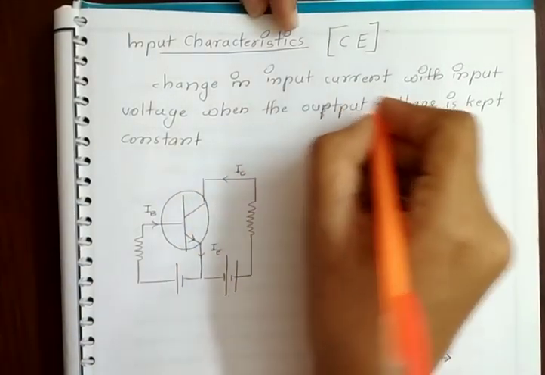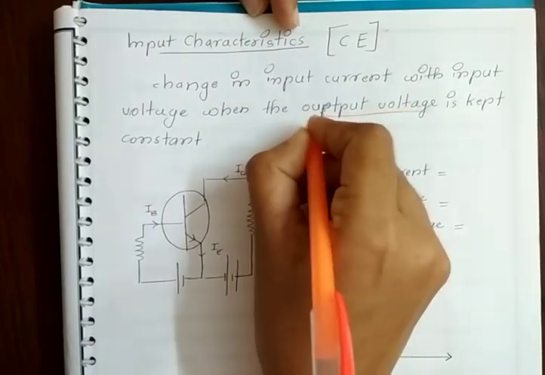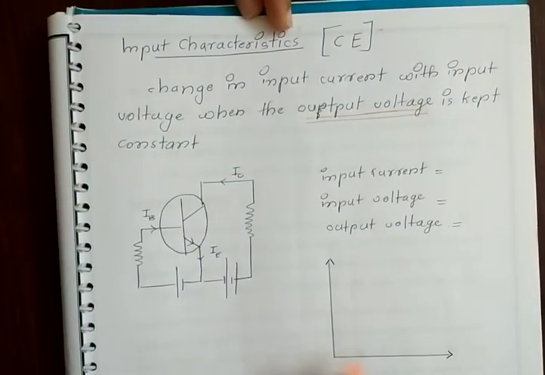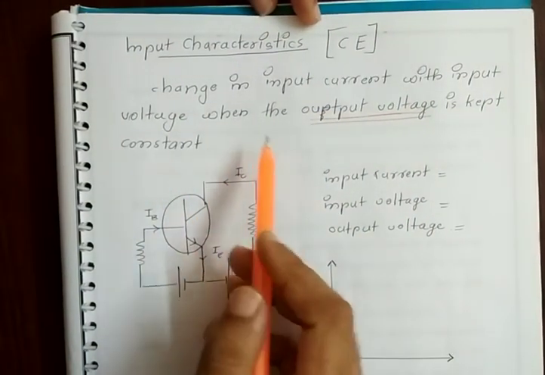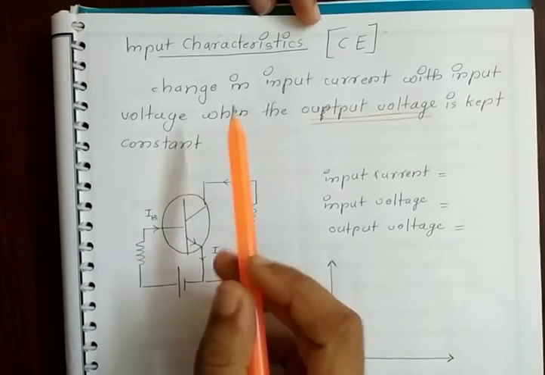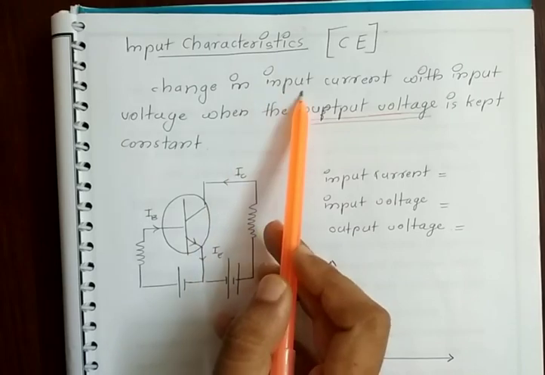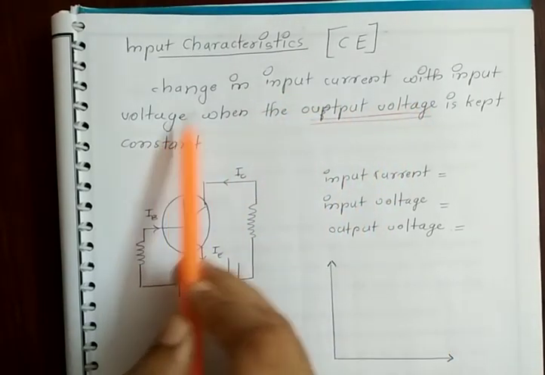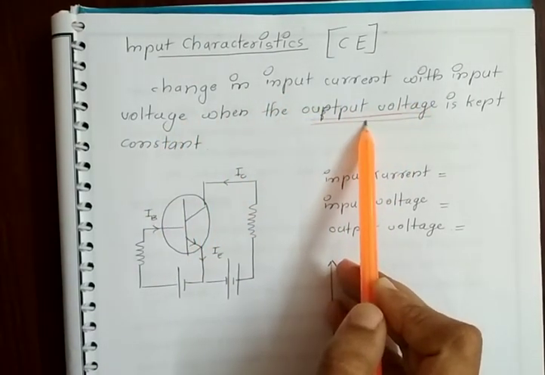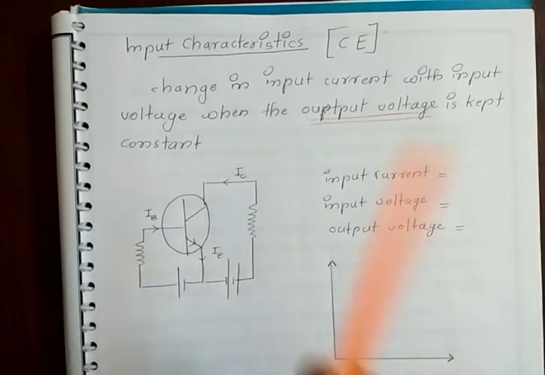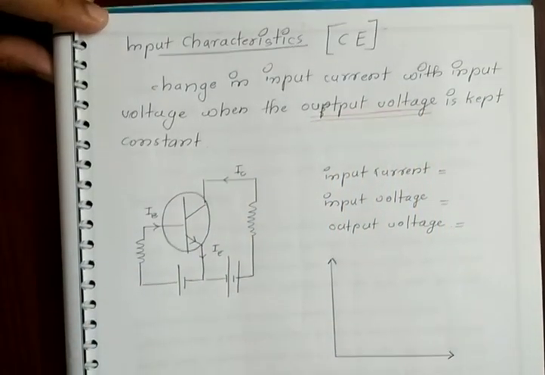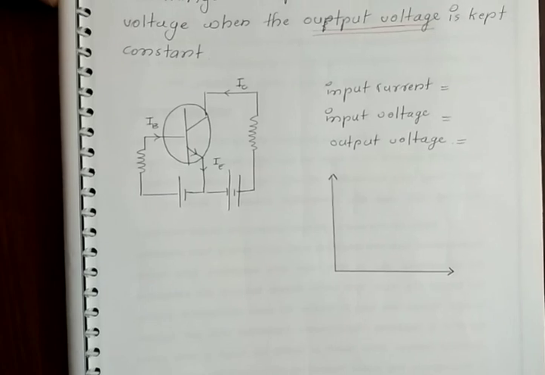That is, by keeping the output voltage of that particular configuration constant, we vary the input voltage and input current, and we check how they are varying. The graph between the input current and input voltage for a given value of output voltage is known as the input characteristics. Now, we are considering the common emitter configuration.